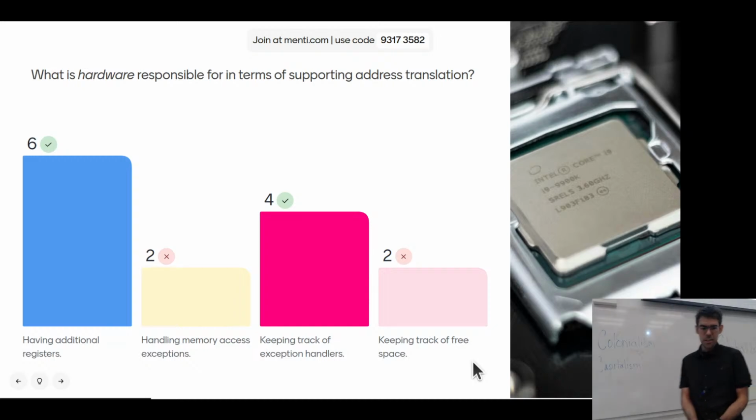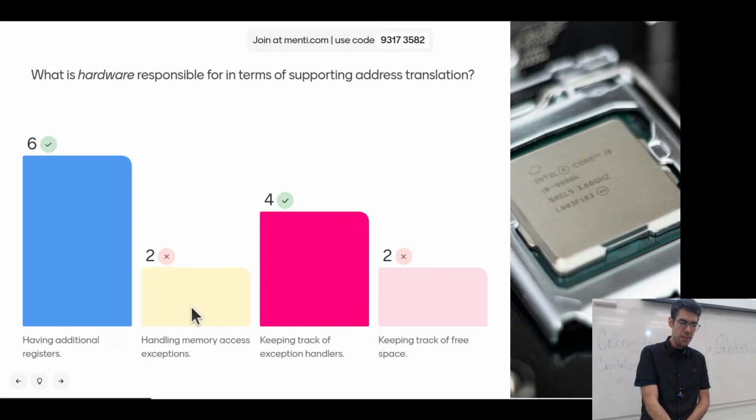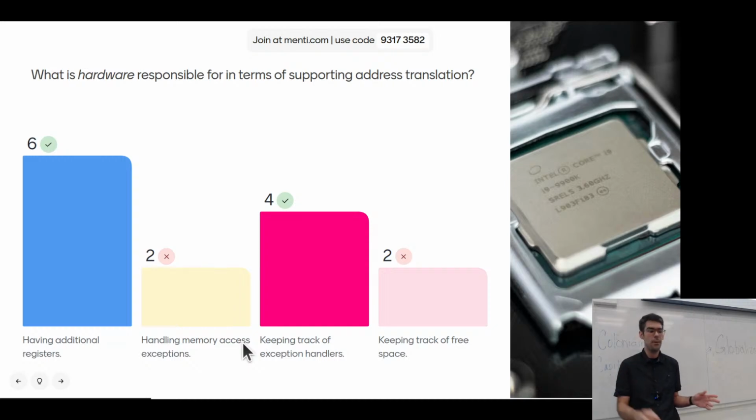Keeping track of the exception handlers, and again, this is importantly different than handling memory access exceptions. The semantics here are the hardware knows who to call and who to tell, so what address to start executing at when this happens, but it doesn't know what a process is. So it can't kill our process, for example. It's not possible for this thing to handle the exception. It's really just able to tell the OS, this happened, do something about it, please, because I can't do anything. I don't know what a process is.